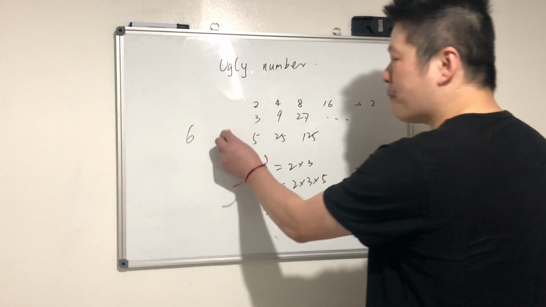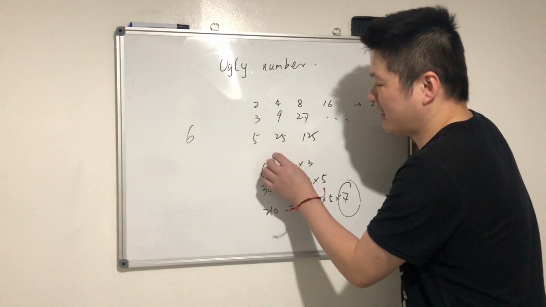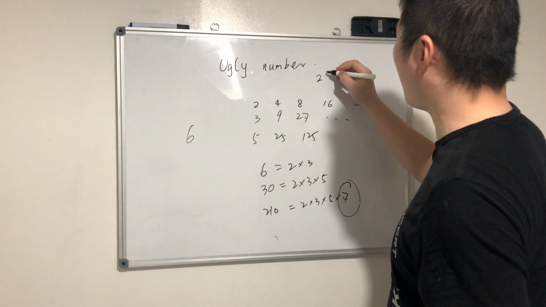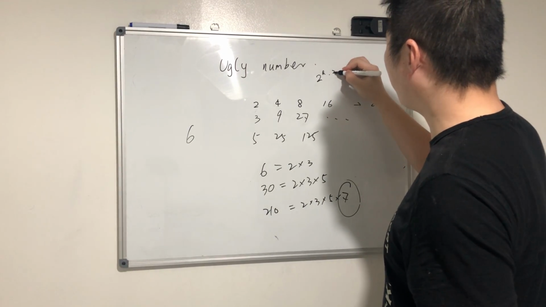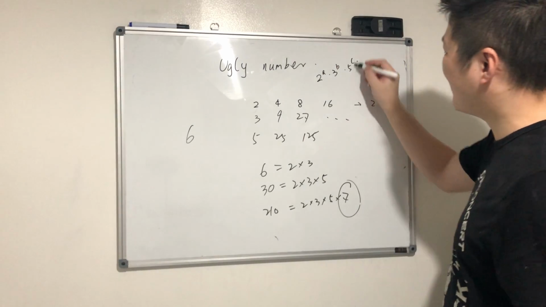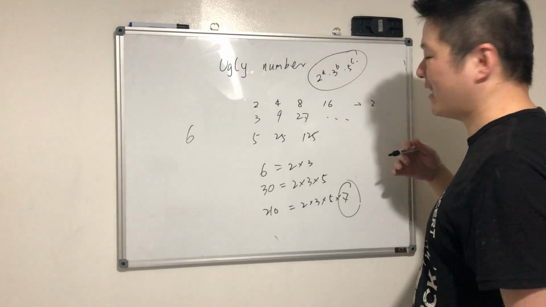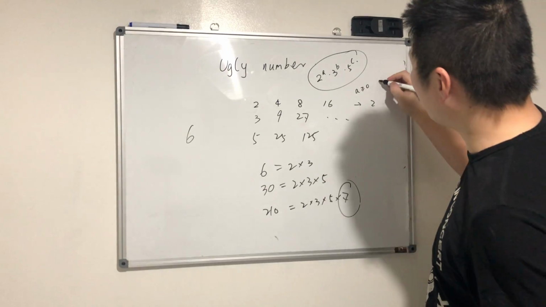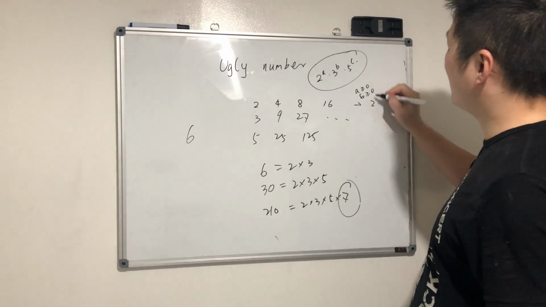So if you can express an integer as 2 to the power of a times 3 to the power of b times 5 to the power of c, yeah? If it is in this format, it's an ugly number. a could be bigger than or equal to 0, and b also, c also.